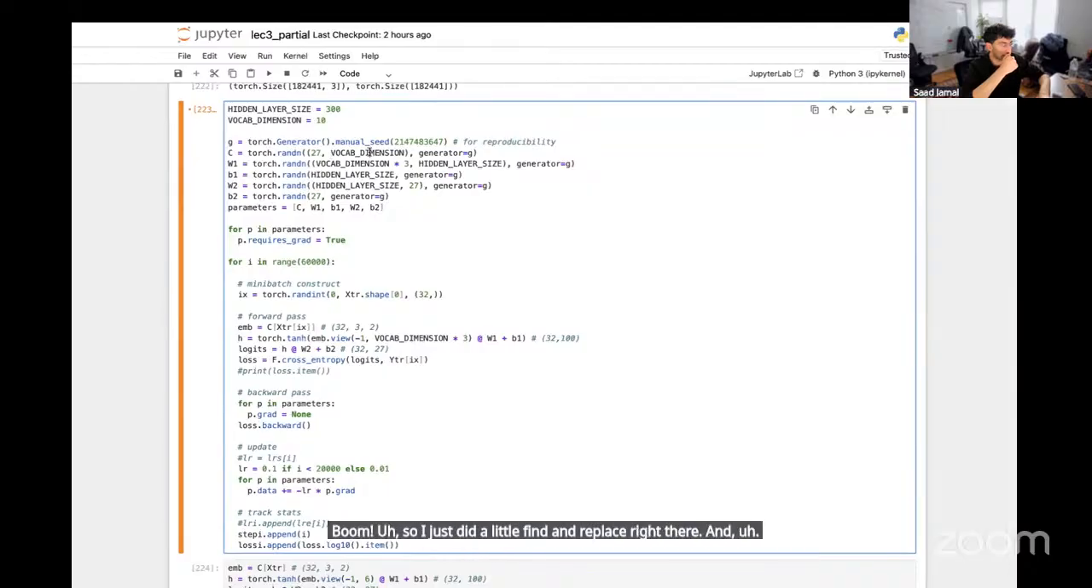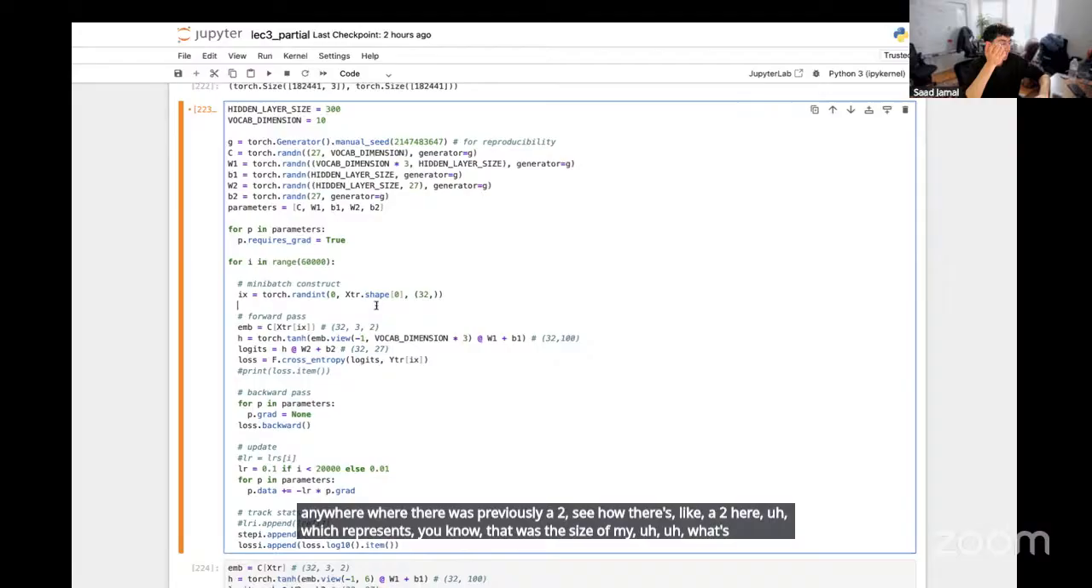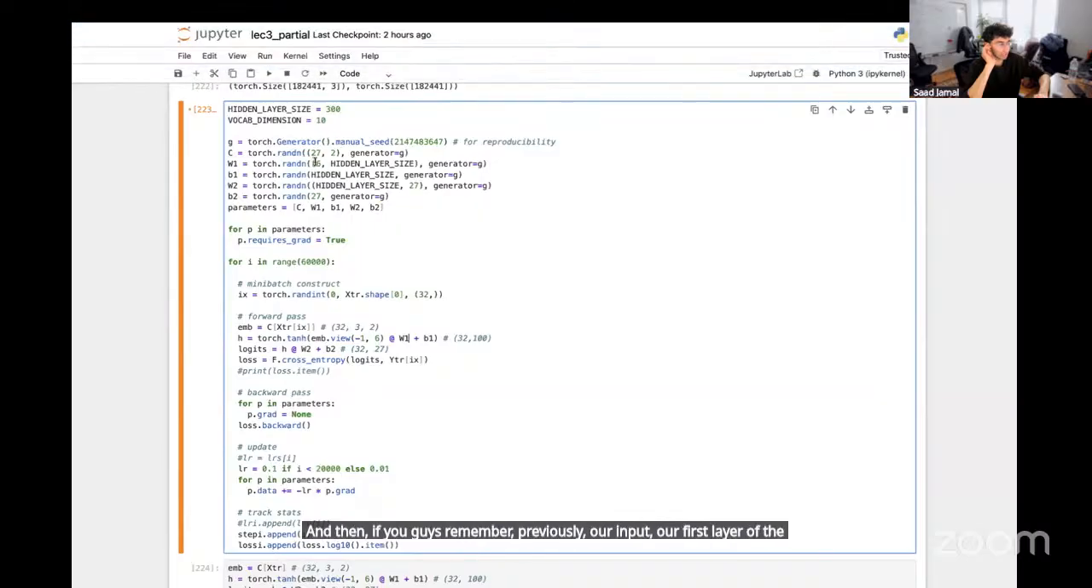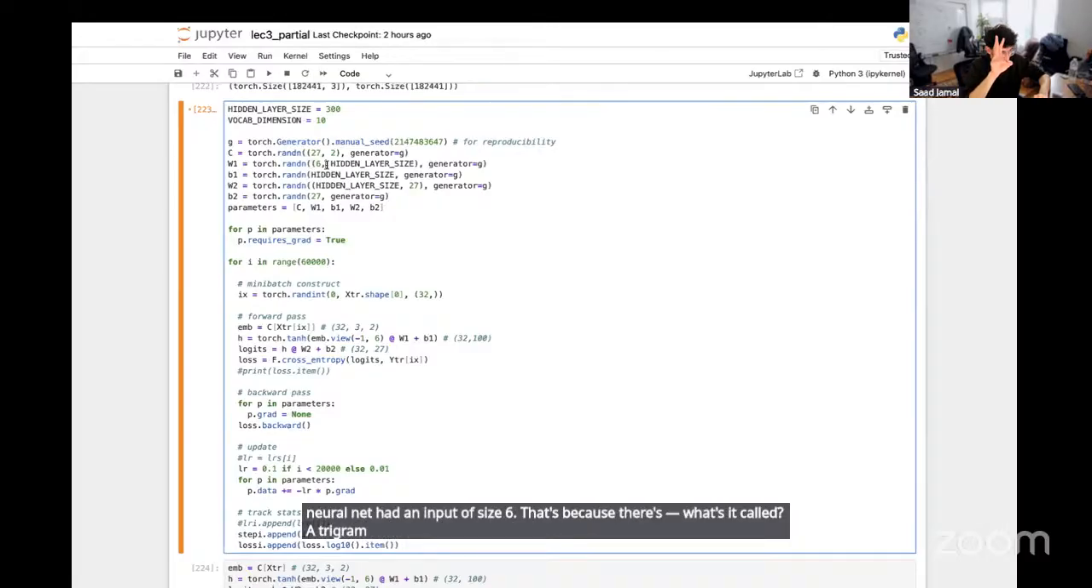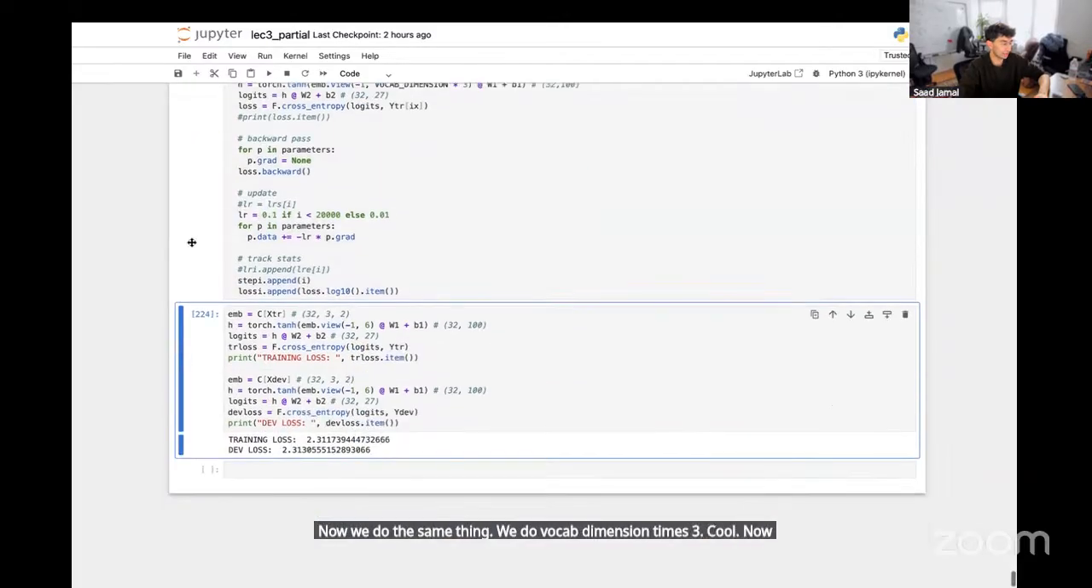Anywhere there was previously a 2, like there's a 2 here, that represented the size of my embedding dimension. Now it's a 10. So this will be a 10 right here as well. This is the vocab dimension. And previously, our first layer of the neural net had an input of size 6. That's because a trigram has 3 characters, and each character had dimension 2, so we did 3 times 2, which was the input size of our first layer. Now we do the same thing: vocab dimension times 3. Cool. Now let's see what that looks like.